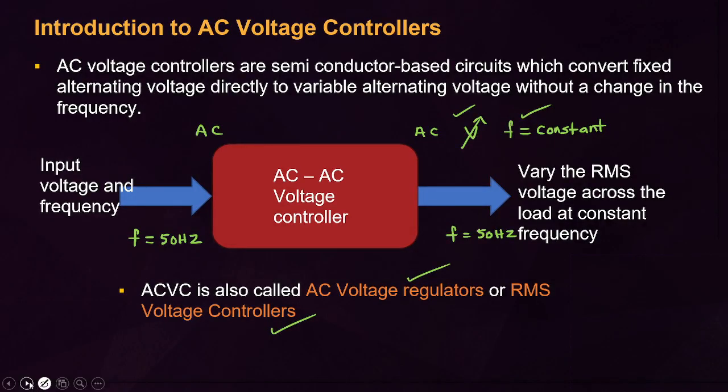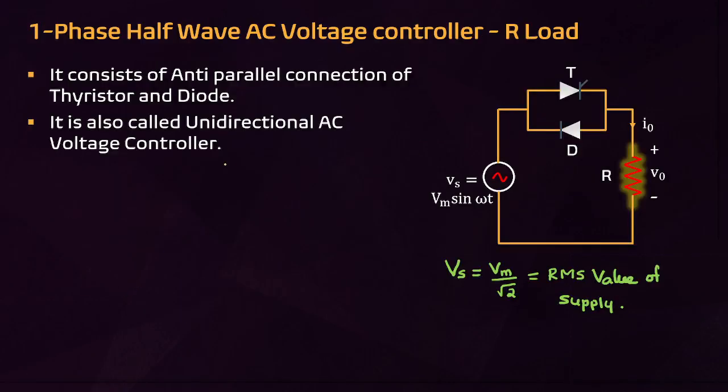Then what are the different types of AC voltage controllers? One is a single phase half wave AC voltage controller using R load, that you have to concentrate. This is the circuit configuration of the half wave AC voltage controller. It is also called a unidirectional AC voltage controller. It is a combination of thyristor and diode, that is, the anti-parallel connection of thyristor and diode.